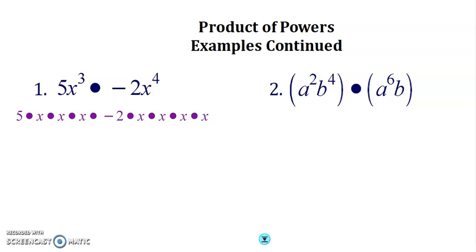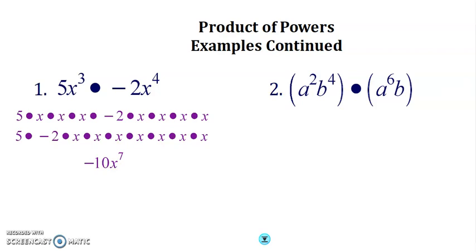We know that we can rearrange this and have the 5 times negative 2 at the beginning with all of the x's following. We haven't changed the overall problem right now. So 5 times negative 2, we know that's negative 10. And if we go through and count up how many factors of x we have, we can see that we have 7 factors of x. So that would give me negative 10 x to the 7th.